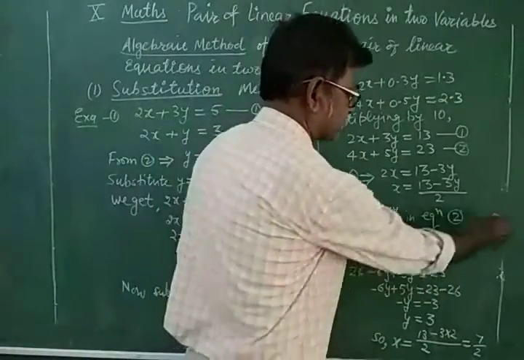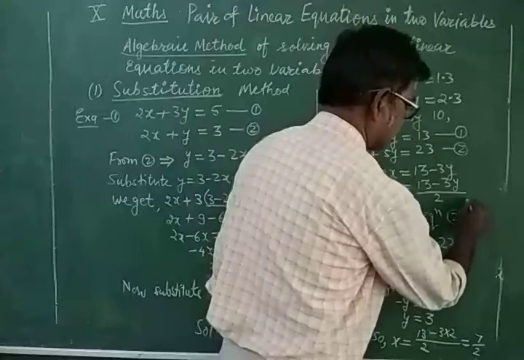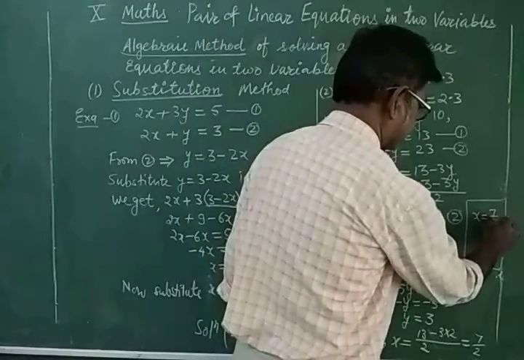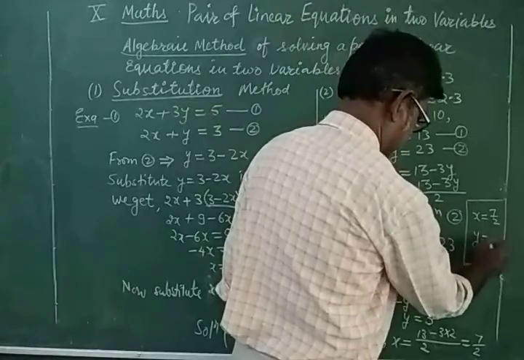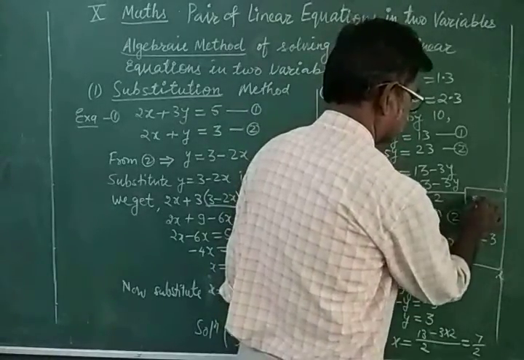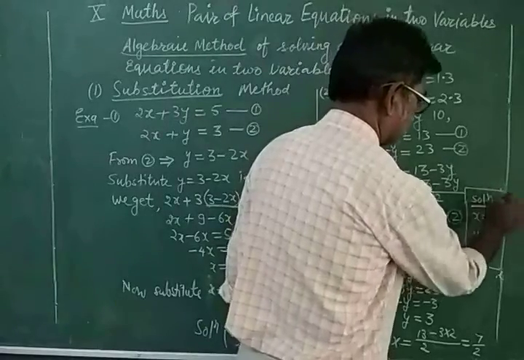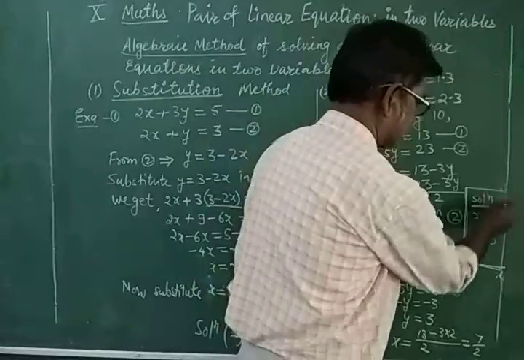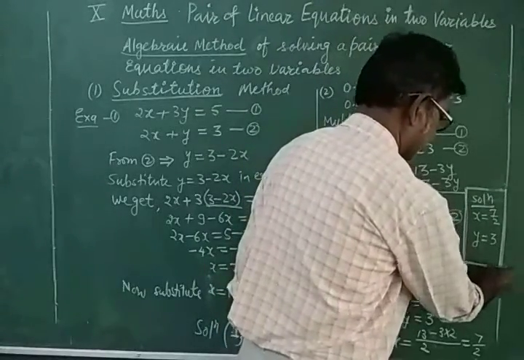And therefore I will write the solution here. X is equal to 7 by 2 and y is equal to 3. This is the solution. Okay? This is the solution of this system of linear equations.